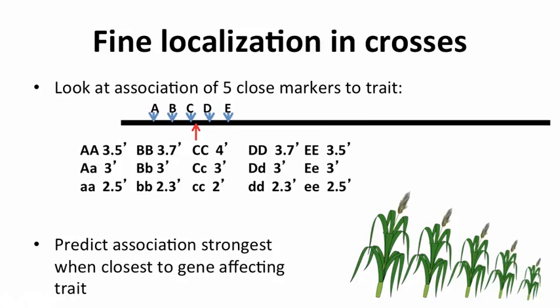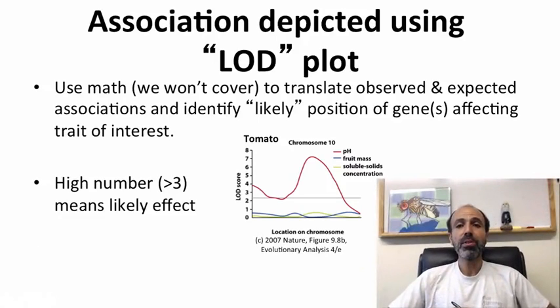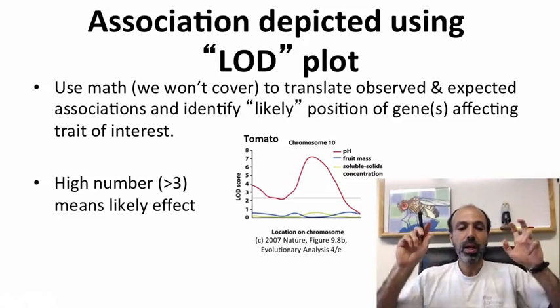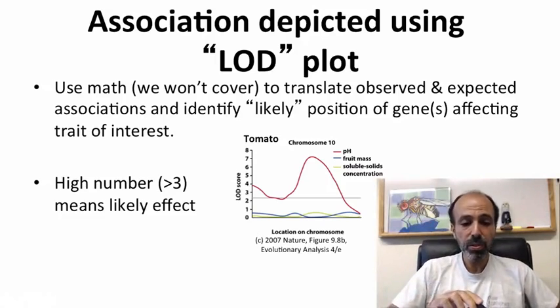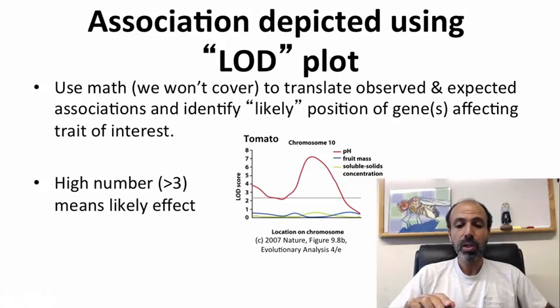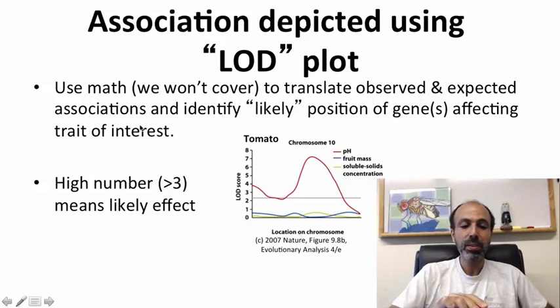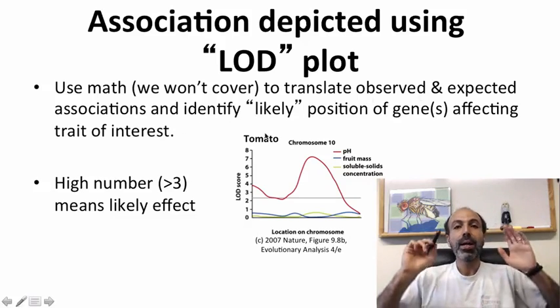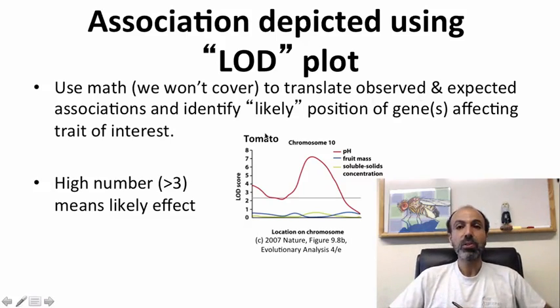Now, this has been done quite a bit, and it's often depicted using what's referred to as a LOD plot. They use math, which we're not going to cover in this lecture, to translate these observed and expected associations to identify a likely position of the genes affecting the trait of interest.